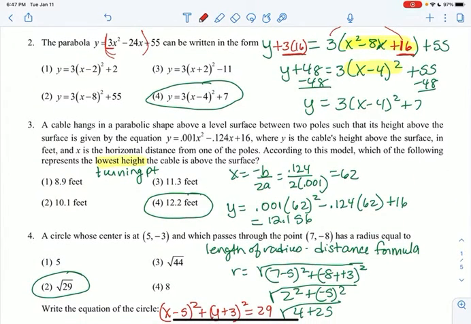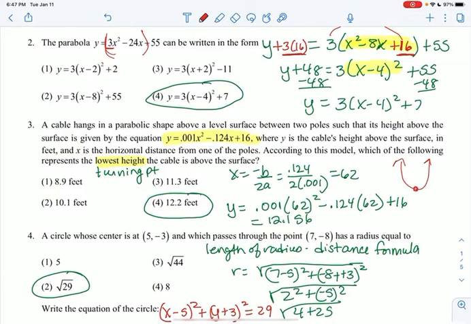Number 3, I have a cable hangs in a parabolic shape above a level surface. Here's my equation right here. Y equals 0.001x squared minus 0.124x plus 16. Now I know that it is a parabola that faces upward because it's a positive x squared. And I want to find the lowest height of the cable.